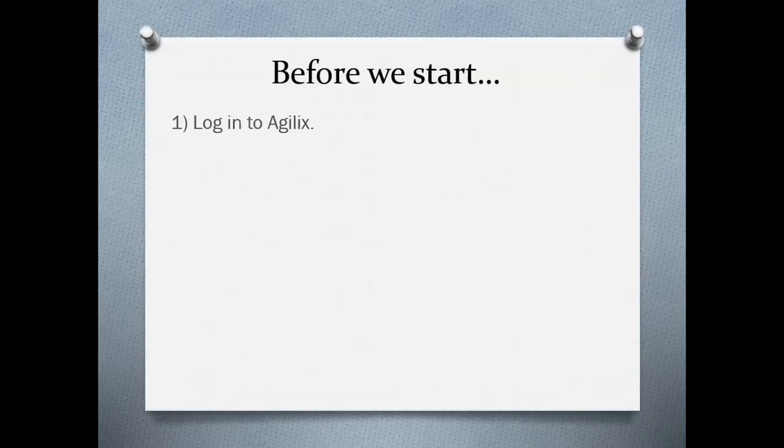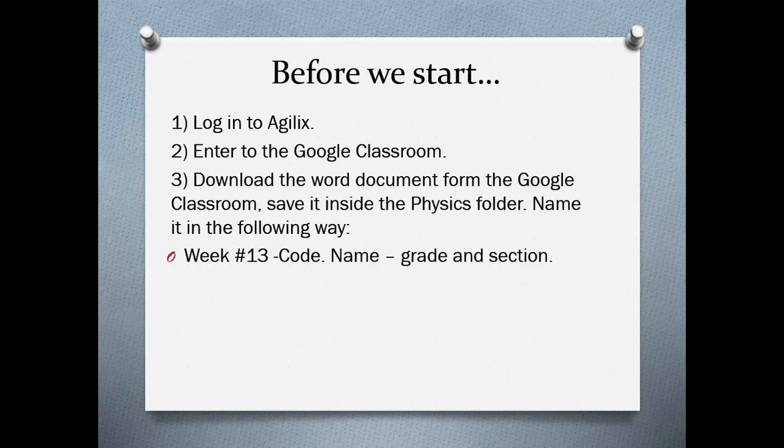Before we start, let's just follow some general instructions. Log into Agilex, enter the Google Classroom, download your Word document, and save it in your physics folder. And lastly, you need to name your document in the following way. You need to add week number 13 at the beginning, and then add the rest of the information that we have had in other weeks.